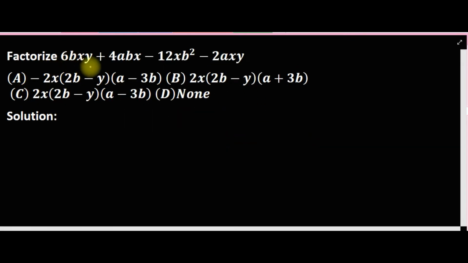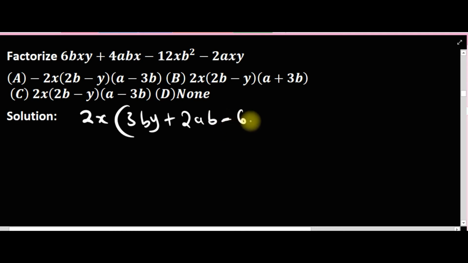Next, factorize 6bxy plus 4abx minus 12b squared x minus 2axy. We'll group again. But before we group, we notice that 6, 4, 12, 2: we can factor 2 out. Again, since they all have x, we bring x out. So we are left with 3by plus 2ab minus 6b squared, and finally minus ay. So that's what we are left with.